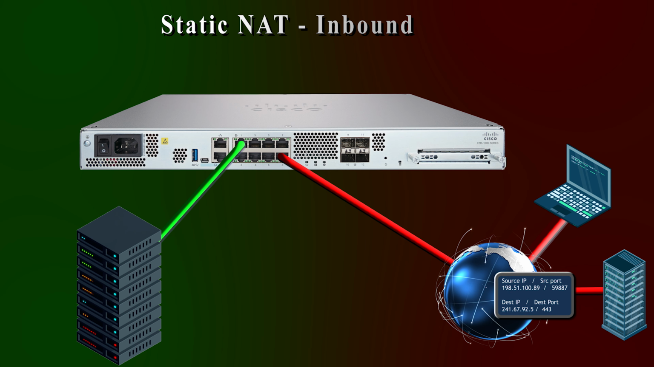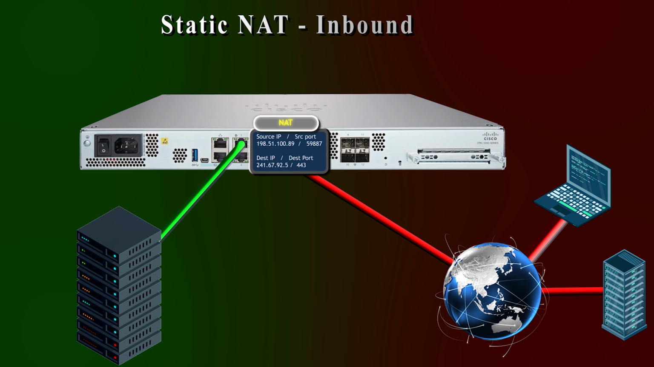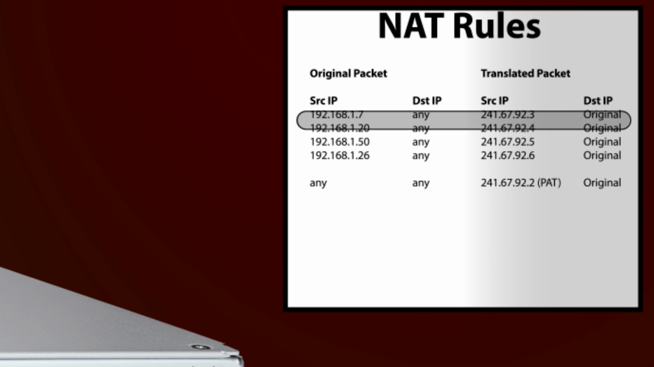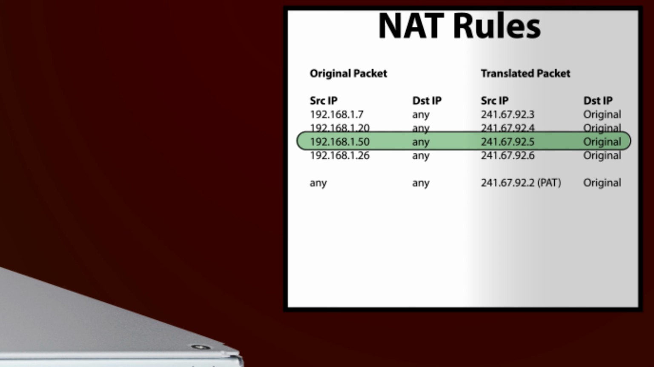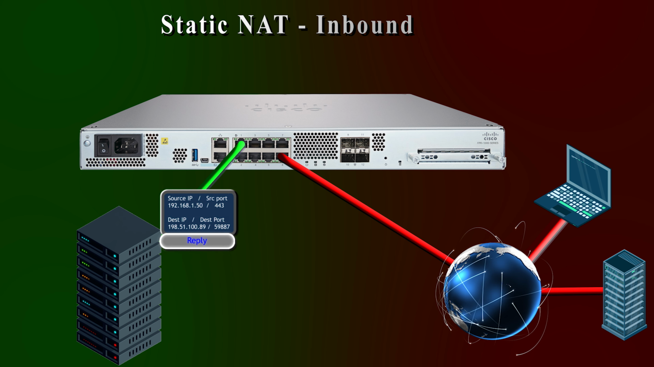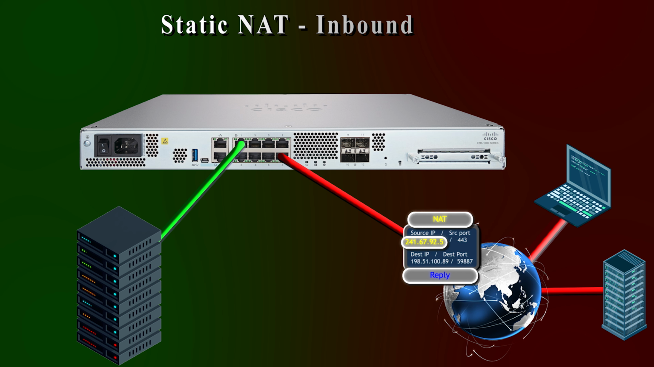But let's see how inbound traffic works. A client on the internet sends web requests to our web server at 241.67.92.5. The firewall finds the NAT rule and changes the IP to our private IP address of 192.168.1.50 and sends it to the web server. And the web server replies and sends the packet to the internet. And again, the reply going back to the internet looks a lot like static NAT or PAT.